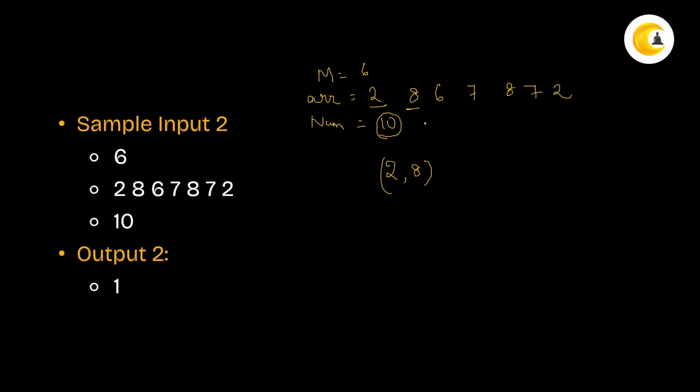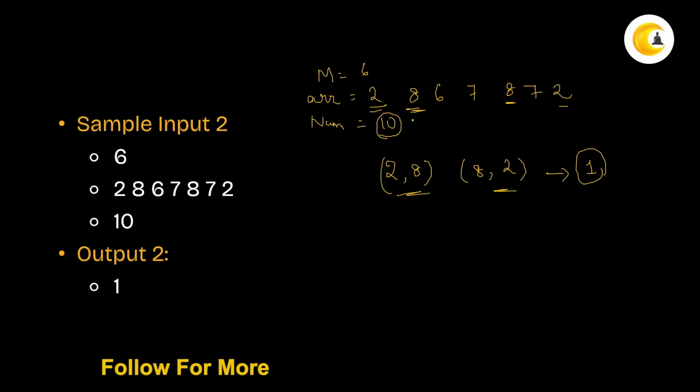One set will be that. Can I add any other number? Yes, I can add these two. I can also do 8 plus this 2 or 8 plus this 2, but nothing else will add, right? But again, remember the constraint that these two are the same. So I'll consider this as only one pair. So there's exactly one pair from this array that will add up to the sum of 10. That is why my output is 1.